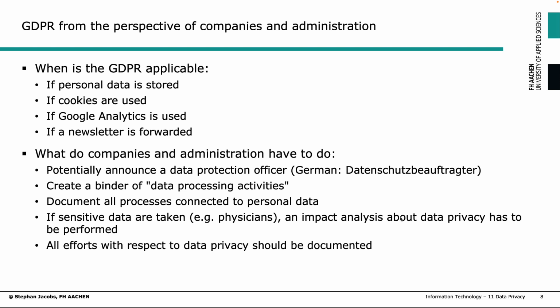So what do companies in this case have to do? They first have to officially appoint a data protection officer, in Germany, einen Datenschutzbeauftragten. And if you do not officially appoint somebody, then the CEO is by definition this protection officer.